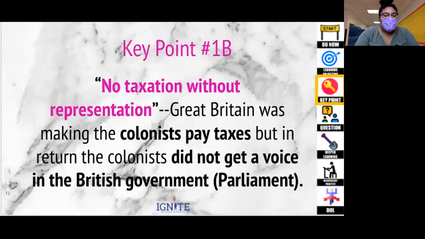Moving forward. Key point 1B, no taxation without representation. Great Britain was making the colonists pay taxes, but in return, the colonists did not get a voice in the British government, which we call Parliament. No taxation without representation. This is a phrase you will become very familiar with as we move forward in this unit.